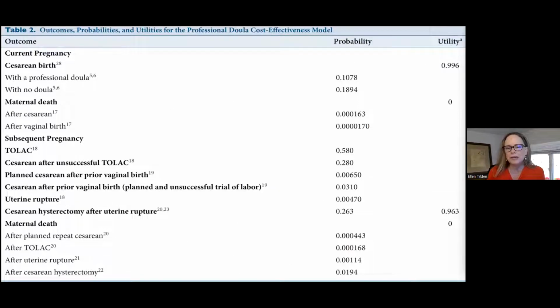This table shares the probabilities of the outcomes that were relevant regarding doula care presence or not for that first birth, as well as utilities of some of the key outcomes. And for each of these probability estimates, you can see that we cite the source we relied on to derive those estimates. These are further subdivided by outcomes relevant to the first childbearing episode. You can see at the top there, current pregnancy, and then subsequent childbearing episodes.